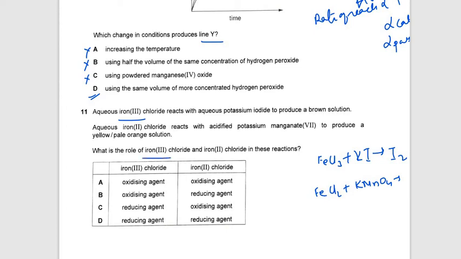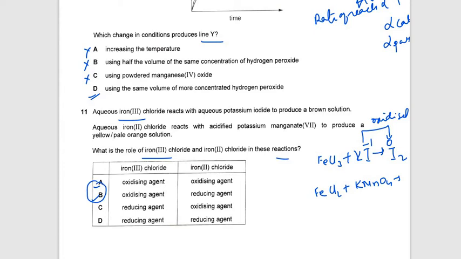What is the role of FeCl3 here? As you can see, in the iodide, iodine is -1 and it becomes 0. So what is happening here? It is oxidized. And who has helped it to oxidize? FeCl3. So FeCl3 should be an oxidizing agent because it is helping something to oxidize. It means option B or A.